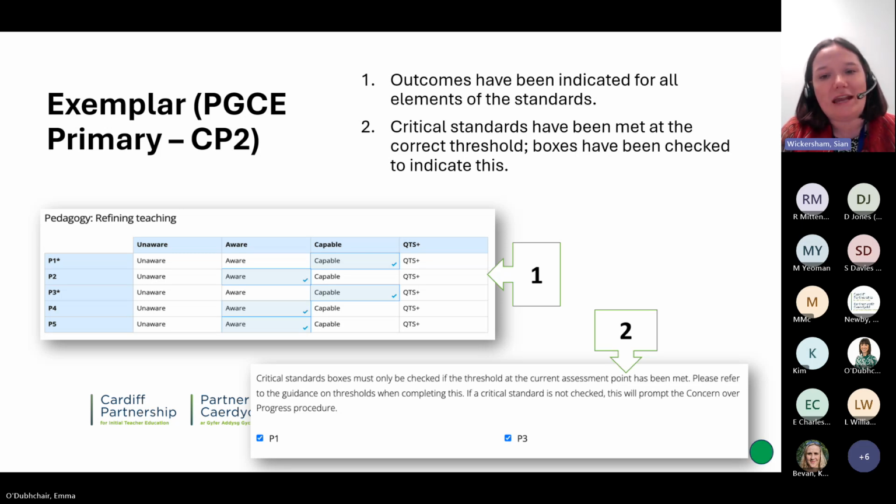So this is just a way of us catching any student teachers that aren't meeting those critical standards. It will flag up if one of those isn't ticked. But for you guys, you need to make sure that you tick those. Otherwise, you'll probably be getting an email saying your student teacher hasn't met a critical standard and you're thinking, oh, they have actually. So make sure you tick those different boxes.